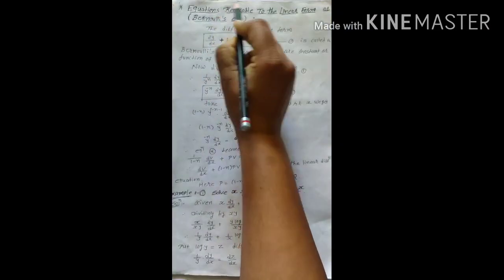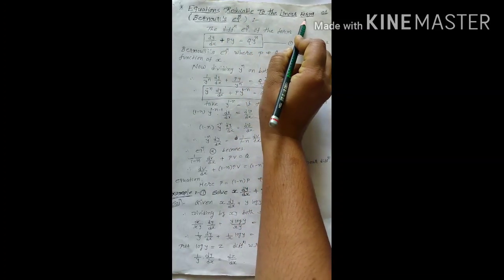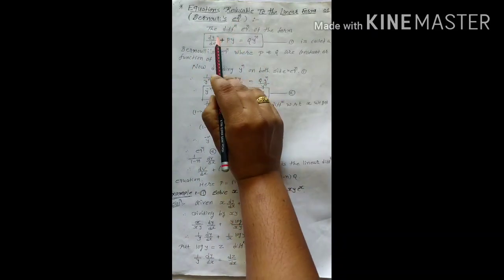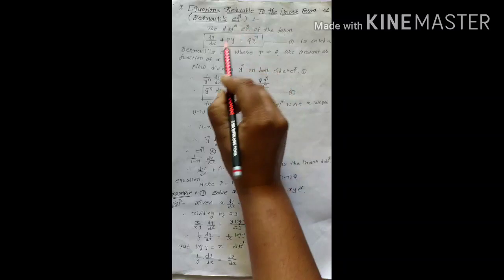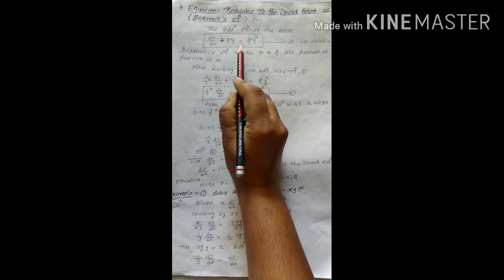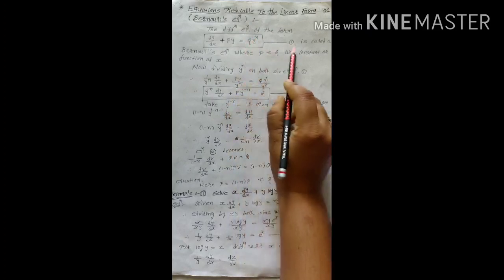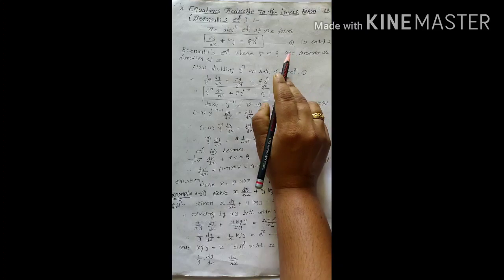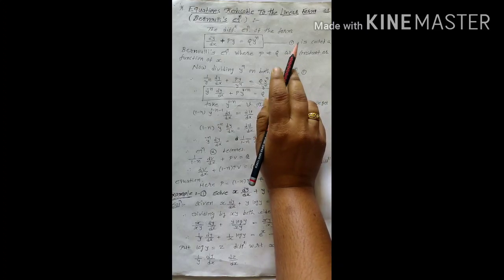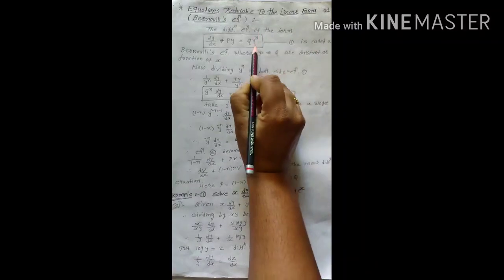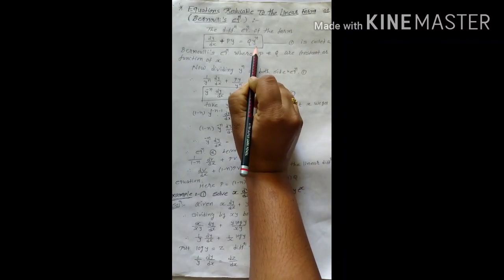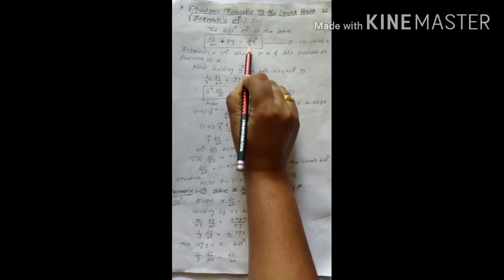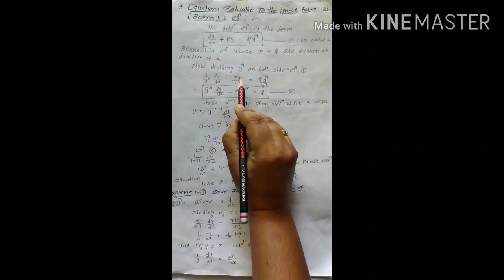Now, equation reducible to the linear form is also known as Bernoulli's equation. The differential equation of the form dy by dx plus py is equal to qy raised to n. This is the equation number 1. Now we know that the linear differential equation is dy by dx plus py is equal to q only. Here extra is y raised to n. Therefore it is called a Bernoulli equation where p and q are constants or functions of x.